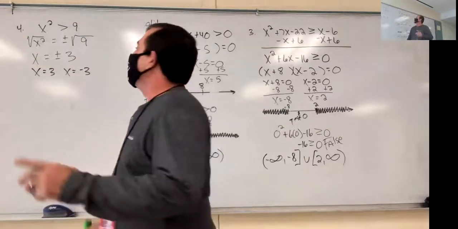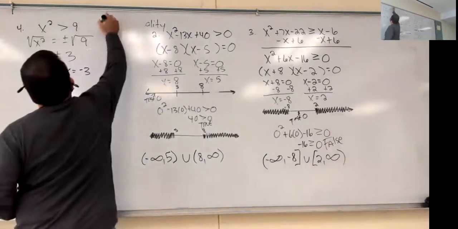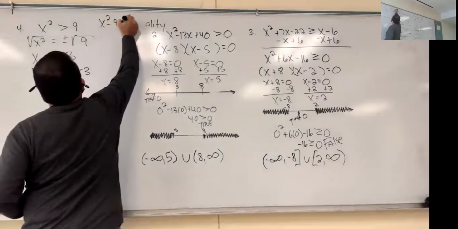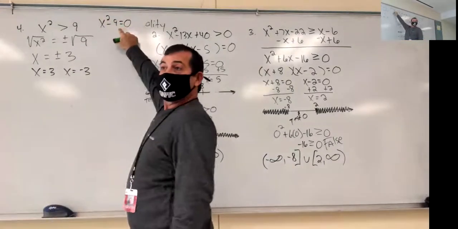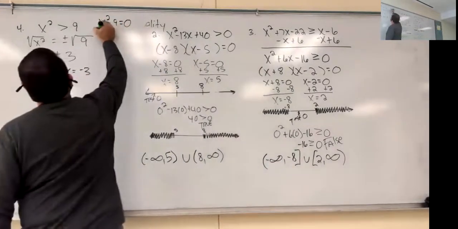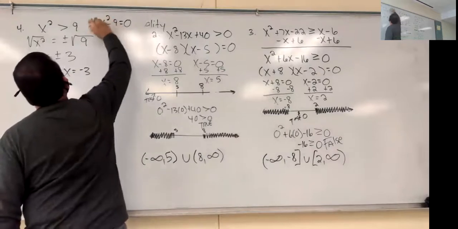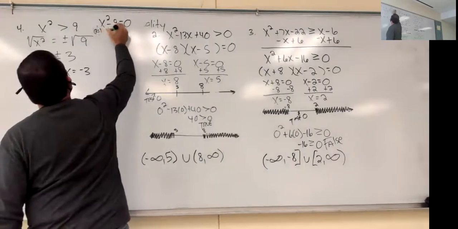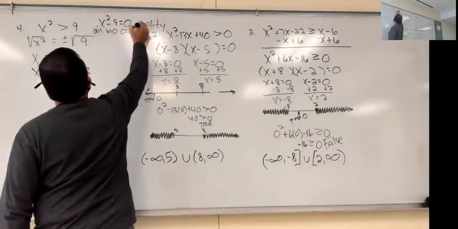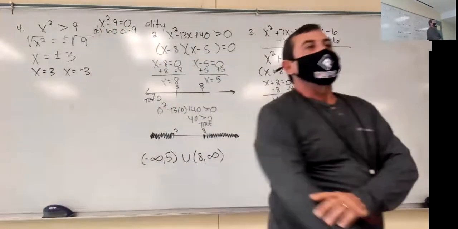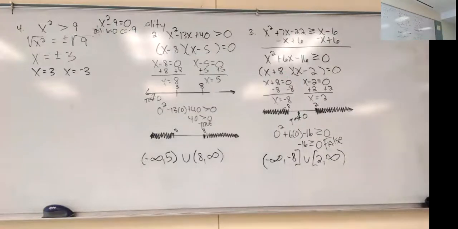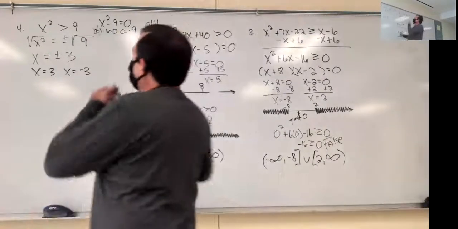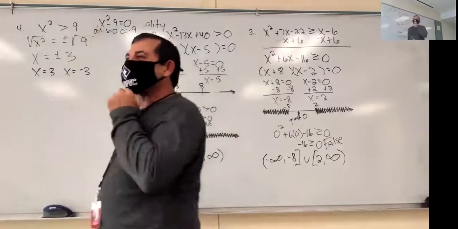Now if you use quad, you want it set up like this. On quad, A would be 1, B would be 0, and C would be negative 9, okay? With quad and factoring, you always have to have everything on one side equal to 0. That's why I figured this way is sort of quick.